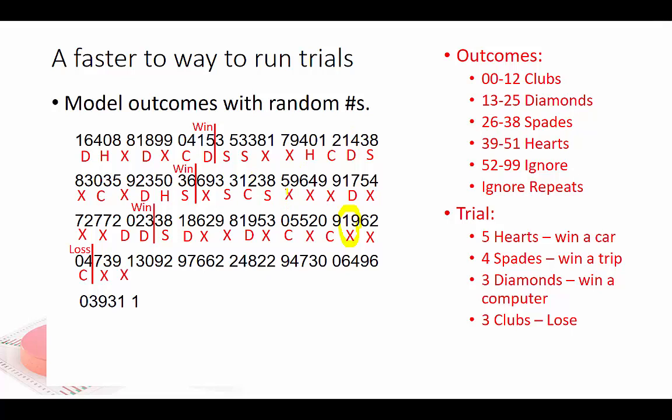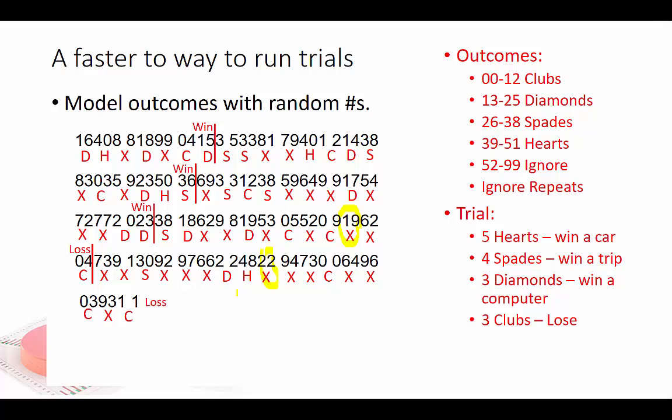Ignore for 73, ignore, spade, ignore, ignore, ignore, diamond, heart, ignore 22. Why did I ignore the 22? That's another repeat right there. All right, see, the 22 was right here. Ignore, ignore, club, ignore, ignore, club, ignore, and another club. So we have a loss here.